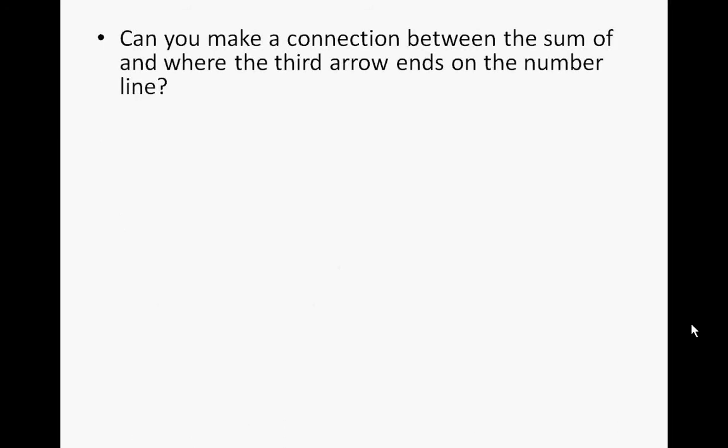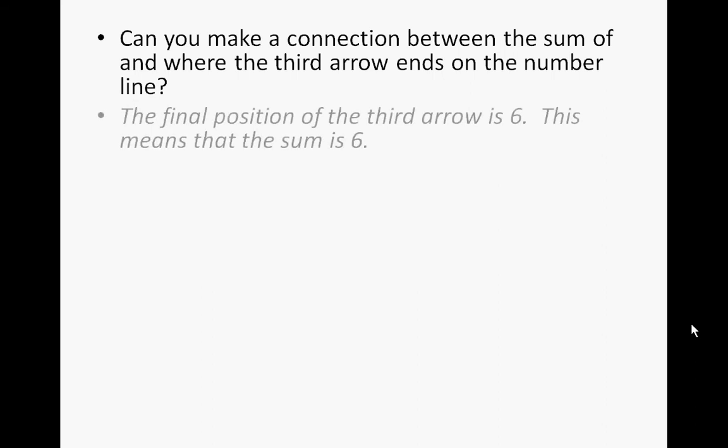So can you make a connection between the sum and where the third arrow ends on the number line? Well, the final position of the third arrow is 6, so that means the sum is 6. So as you concatenate or add each one of those vectors, adding the tail to the tip in each one of those, then you end up with the head of the arrow landing on 6.